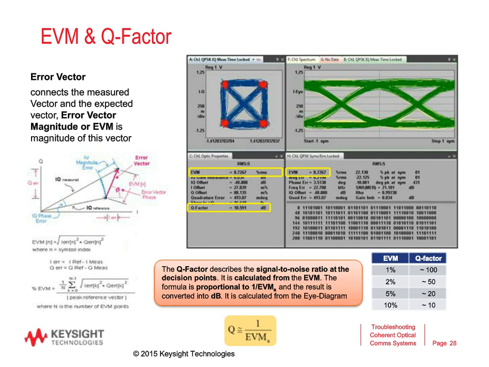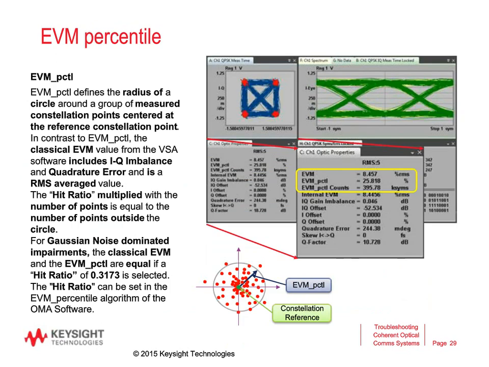And to give you an idea what the numbers are on typical EVM values, for 2 or 5% EVM, for instance, we get a Q factor of 20. The 10% EVM correlates to roughly a Q factor of 10. So that was the first measurement we do on the optical modulation analyzer.